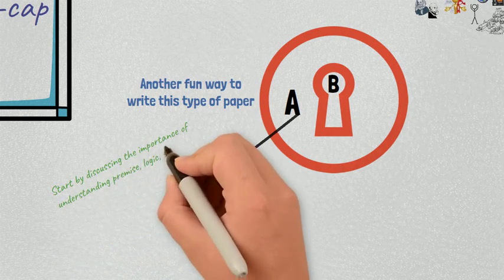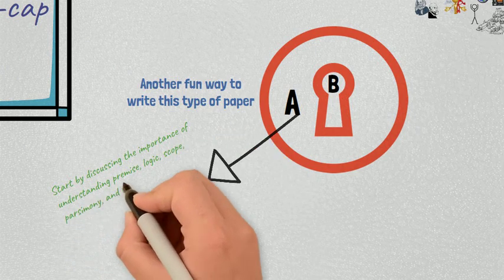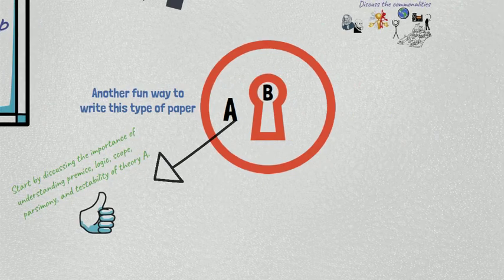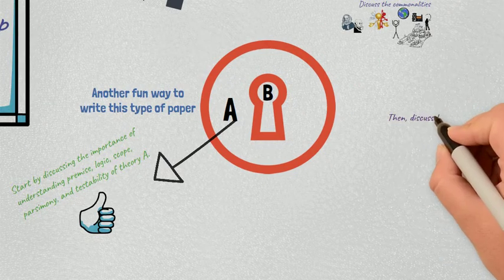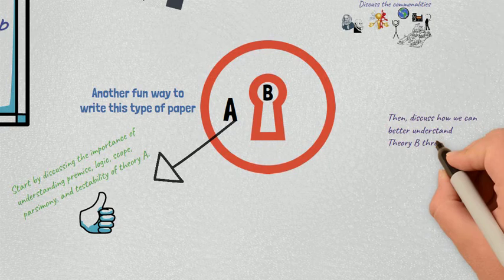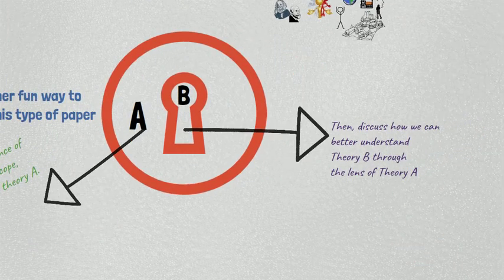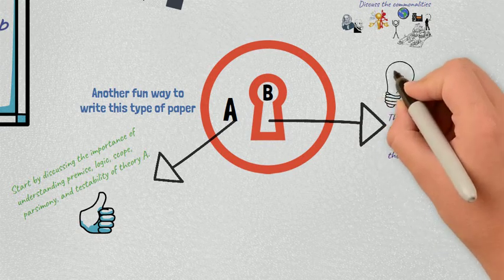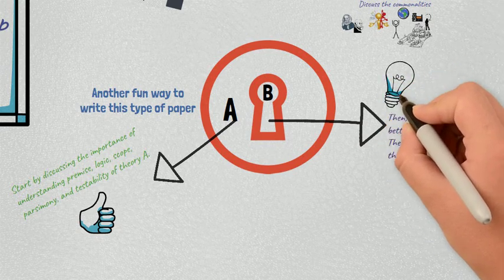Then I'd explain the key mechanisms and concepts of Theory A. Next, I'd hone in on how we can better understand Theory B through the lens of Theory A. This is where you would go in depth in your comparing and contrasting Theory A to Theory B.